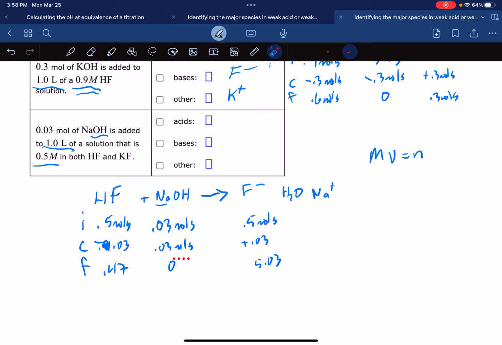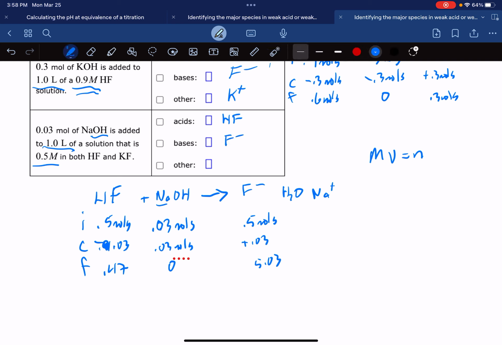Now, let's take a look. Do we have any HF? That's an acid? We sure do. So we're going to write over here that our acid that we have is HF. Now let's take a look at our bases. We have OH minus, not so much, it got all used up. Do we have the conjugate base of the HF, F minus? Well, we have 0.53, so we for sure have that. So we're going to write F minus in here.